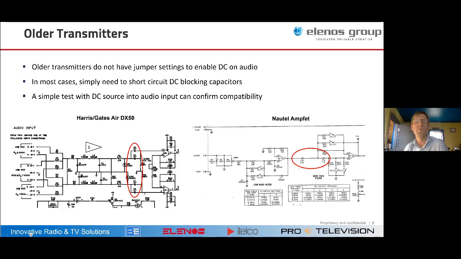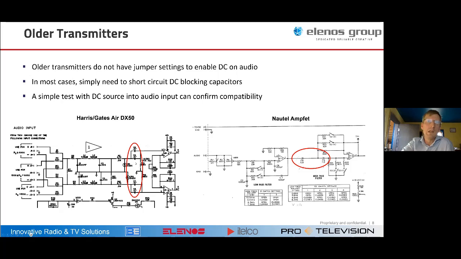Older transmitters I was just mentioning. So I just threw up a couple of schematics here. I'm very familiar with the Nautel products. So AmpFet was the original Nautel AM, and they have 2 blocking capacitors in the audio input card, and essentially you would just need to bypass those 2 capacitors.